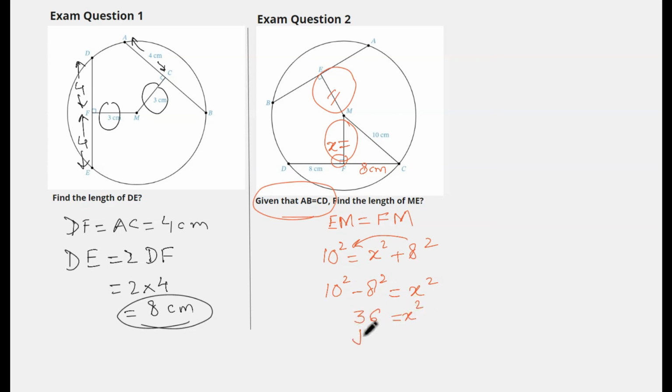Now take the square root on both sides. The square root of 36 is 6, so your x equals 6. So if your x is 6, this means this EM must be 6. So EM equals 6 centimeter.